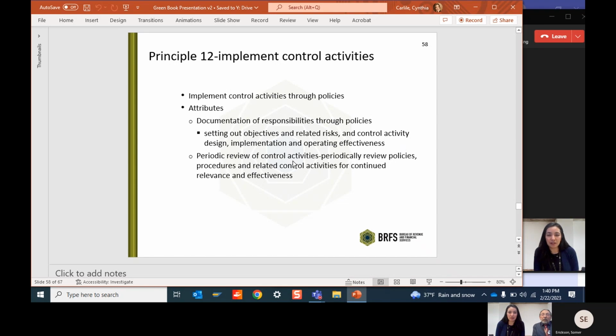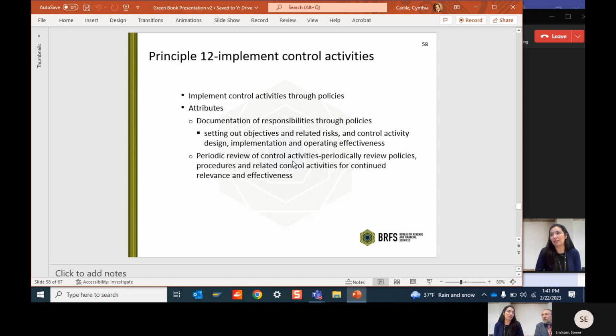And the way that they do this is through policies. Some of the attributes under Principle 12, which actually reminds me, this is the last one under control activities, are the documentation of responsibilities through policies around setting objectives and related risks, control activity design, implementation and operating effectiveness, and the periodic review of control activities. So periodically reviewing those policies and procedures with the change in, for example, one of the biggest examples, COVID, how that totally changed the landscape internally and externally. Procedures and related control activities for continued relevance and effectiveness.